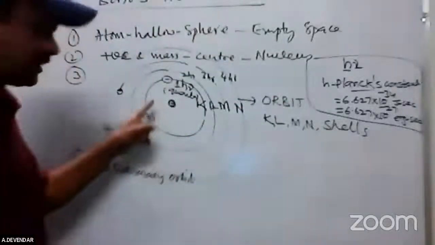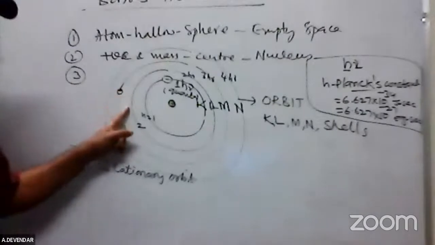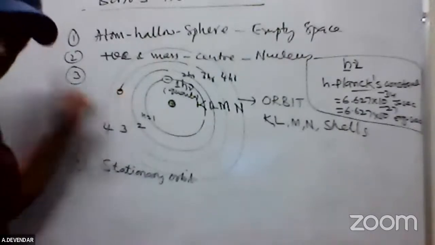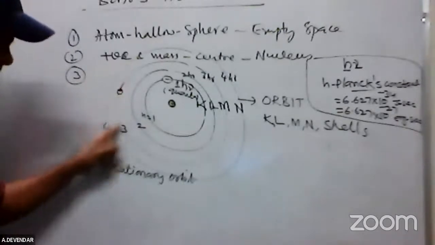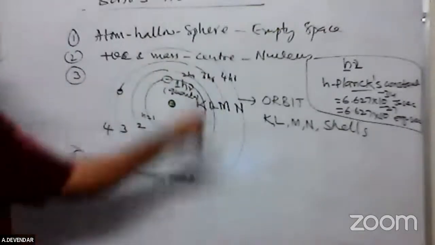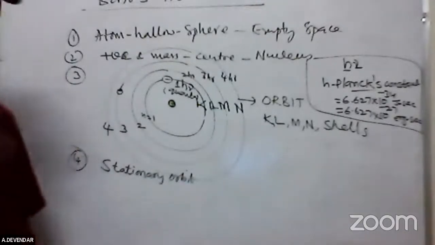Here the particular electron is revolving in the third orbit, it doesn't lose its energy, it does not take energy. That means that particular electron revolves in that particular third orbit only. Such orbits are called stationary orbits.